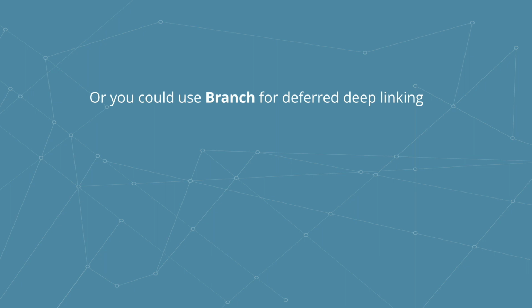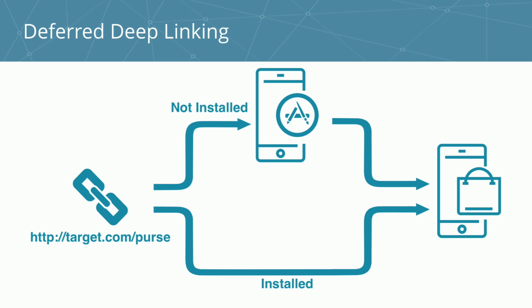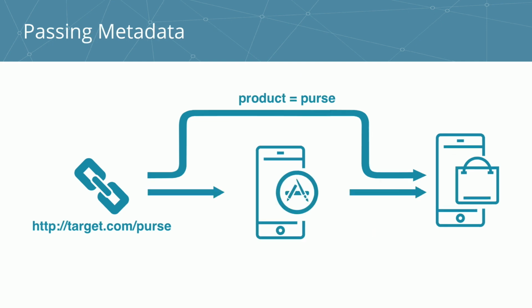So, or you can use Branch for deferred deep linking. What is deferred deep linking? Really what it means is regardless of the direction you take, whether the app is installed or not installed, you're going to see that purse at the end of your experience. And how does this really work? Well, what we do is we take a normal web URL, and if the user goes through the installation process, we take all of that information that's associated with that web URL, and we route it around the iTunes store. So when the user opens the app for the first time, they receive all of that information, and then you can then take them to the right place to show them that purse.